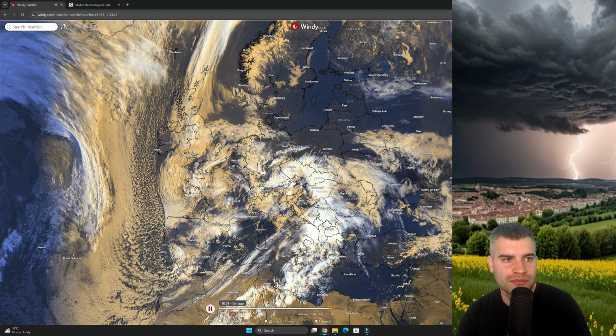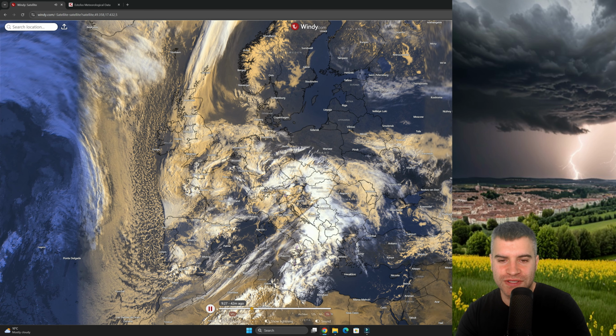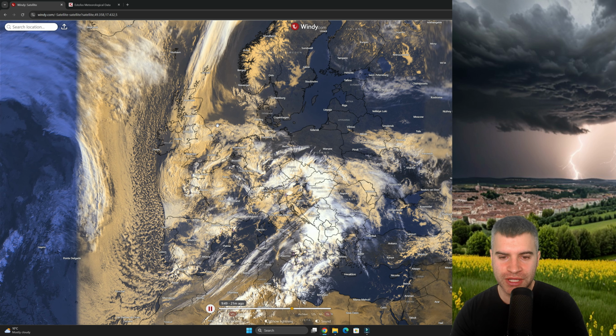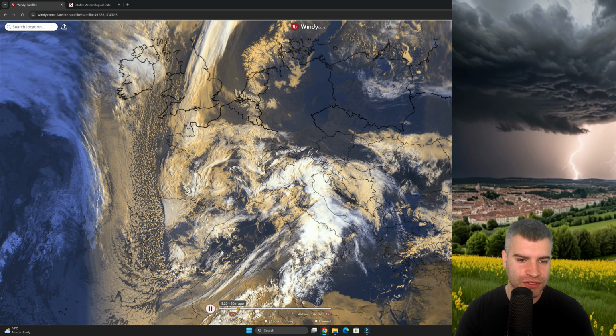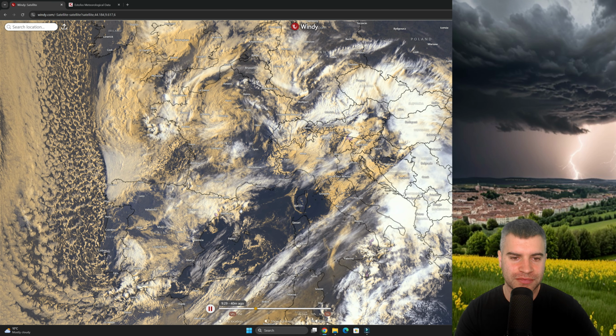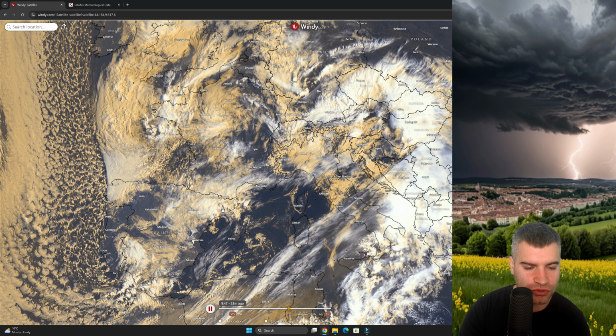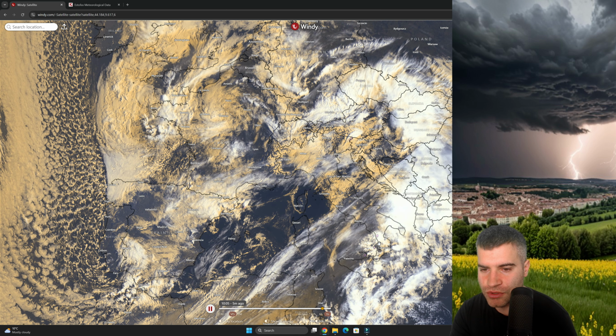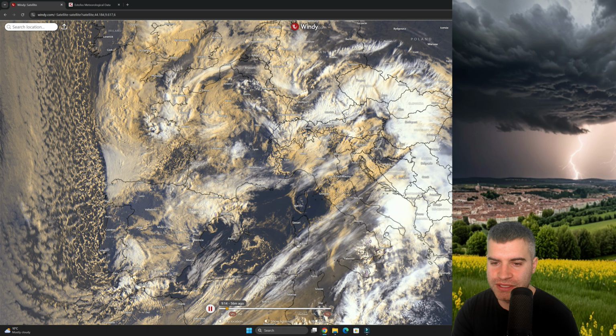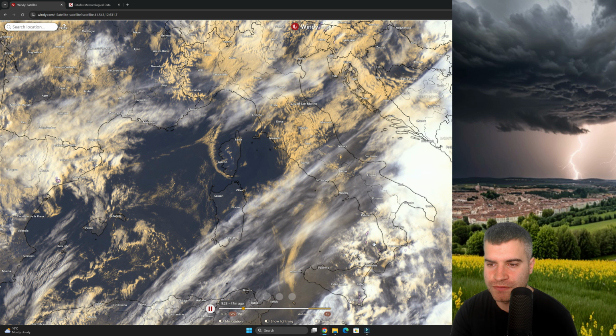Here we're looking at a map from windy.com. This is the map with the satellite animation over Europe, and we can see how the clouds are moving and where we have thunderstorms. Here we can see east of Spain we have some areas of thunderstorms, and here northeastern parts of Spain, and as well in southern parts of Italy you can see here some thunderstorms developing.